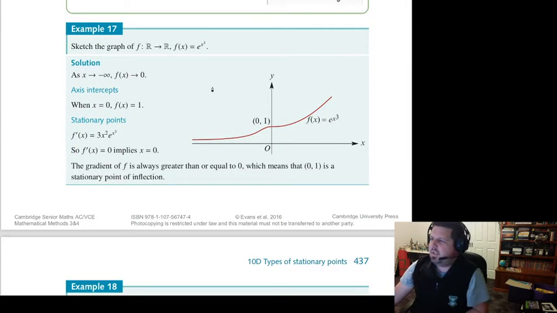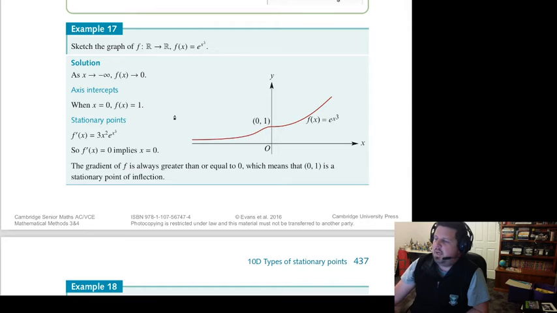Worked example number 17 here. It says sketch the following. We've got f of x is equal to e to the power of x cubed. Cool, and so what this is saying is you just need to think about it for a little bit. And as we know, as x approaches negative infinity, so as we go this way, the function's going to get closer and closer to 0. You can get the y-intercept by making x equal to 0. In this particular case, when x equals 0, this is going to equal 1.